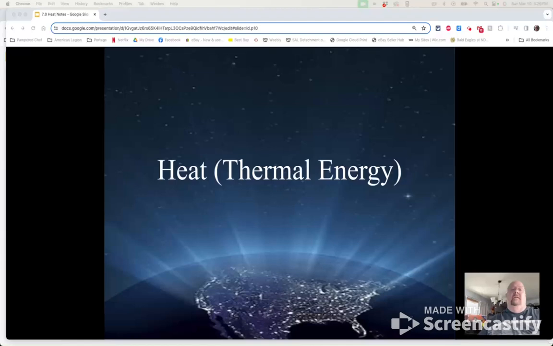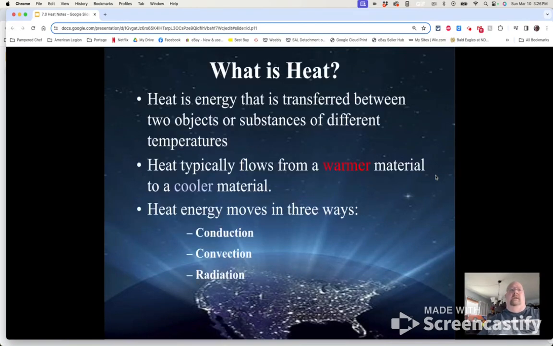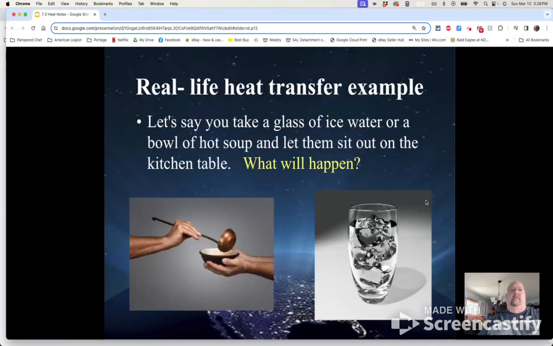Hi, everybody. Today we're going to talk about heat or thermal energy. So, what is heat? Heat is energy that is transferred between two objects or substances of different temperatures. Heat typically flows from a warmer material to a cooler material. And heat energy moves in three ways: conduction, convection, and radiation.